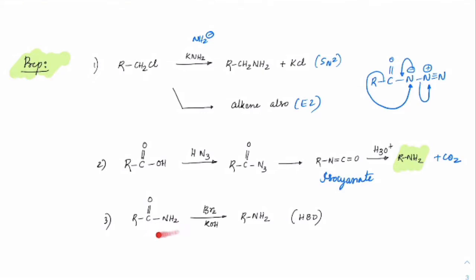R C double bond O NH2, with Br2 and KOH, will give RNH2. This is the Hofmann bromamide degradation. We have learned this already, and this would also be a reaction for the preparation of primary amines.